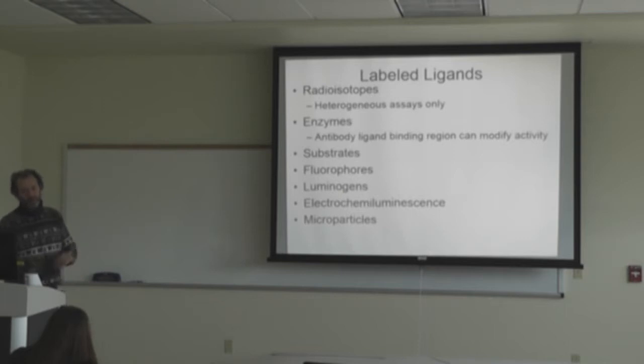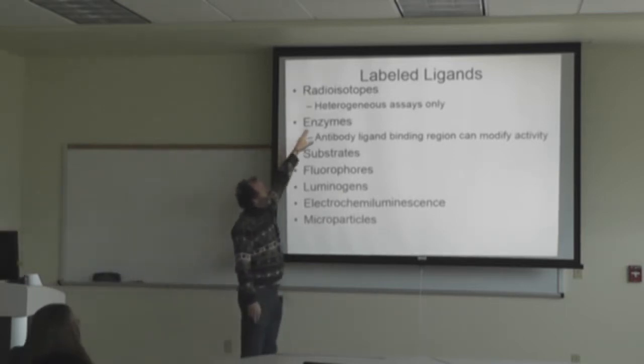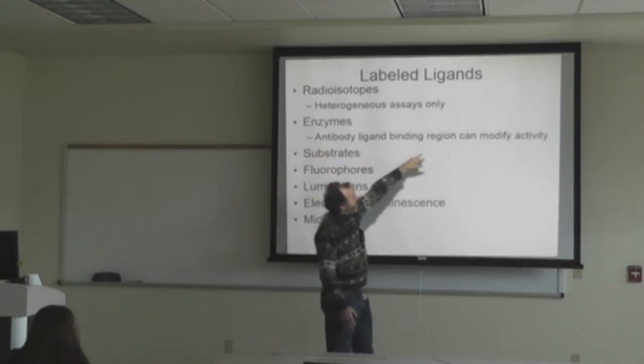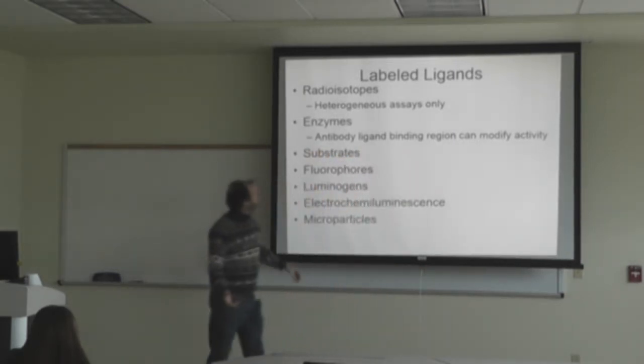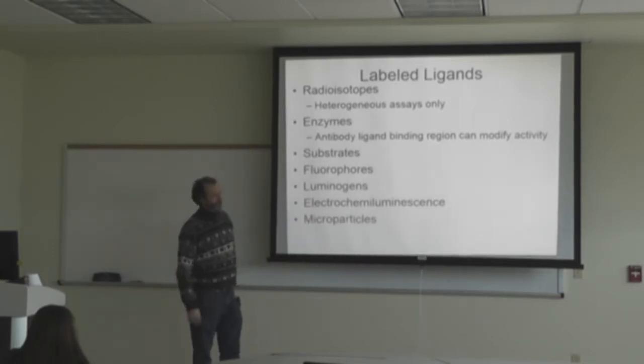So radioisotopes, these are the labels. We already talked about some. So radioisotopes you can use, those are pretty much only going to be heterogeneous assays. Enzymes, so antibody ligand binding region they can modify the activity of an enzyme. Substrates, fluorophores, luminogens, electrochemoluminescent particles, or microparticles.